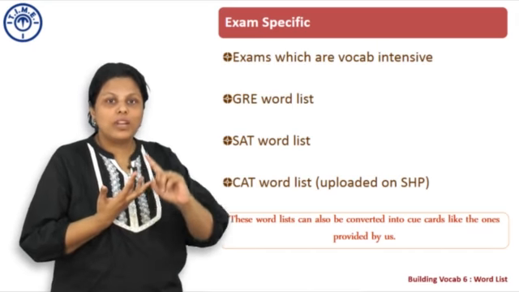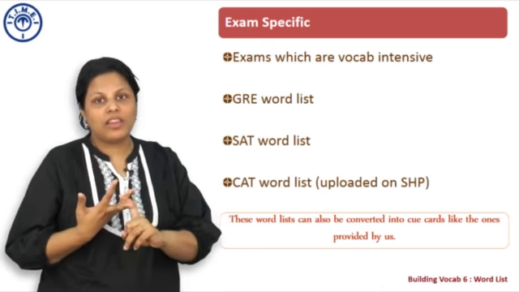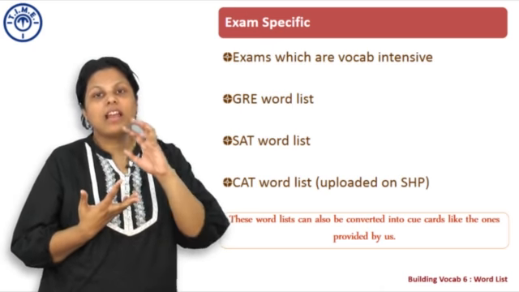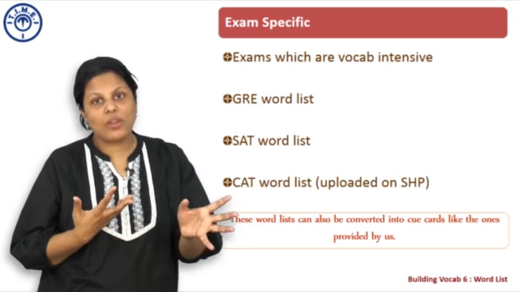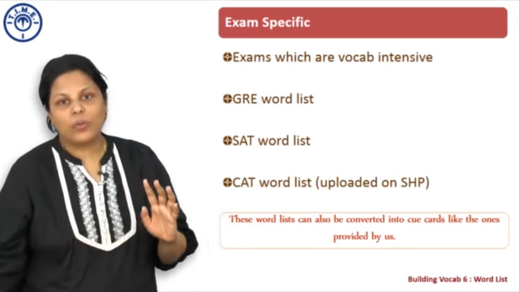The word list that has been put up on your home page is a word list which is CAT specific, keeping in mind the kind of vocab questions asked in CAT, the kind of level of difficulty of words questioned in CAT. These have been put under this category in the CAT word list.